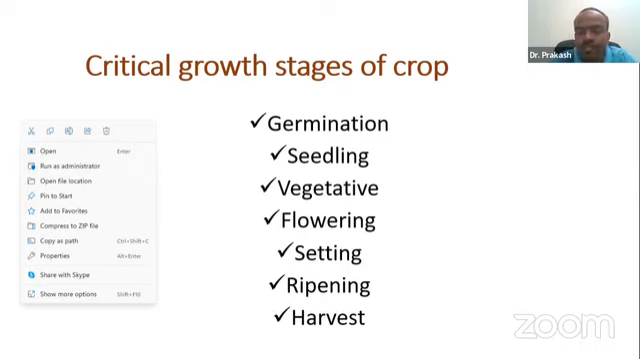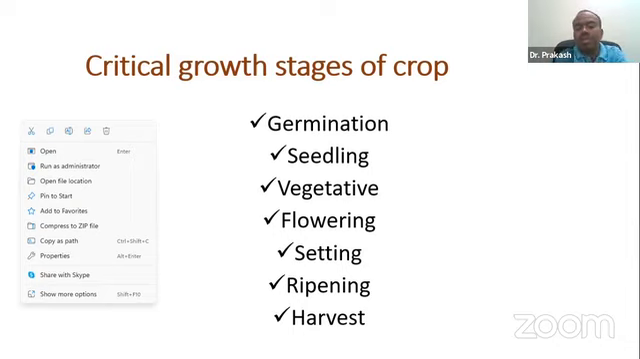Just like in banana, proper flowering gives uniform growth of the bunches. So good flowering as well as good setting matters. Then proper ripening is a good condition for the development of the crop, so timely ripening as well. Then harvest. During harvest also there is water requirement, and each crop stage has a different nutrient requirement. So these are the germination, seedling, vegetative, flowering, setting, ripening, and harvest stages.